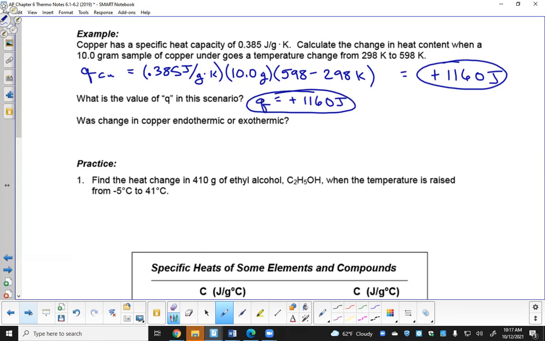Was the change in copper endothermic or exothermic? When it's a positive value for Q, it was endothermic. Copper was absorbing that heat energy.